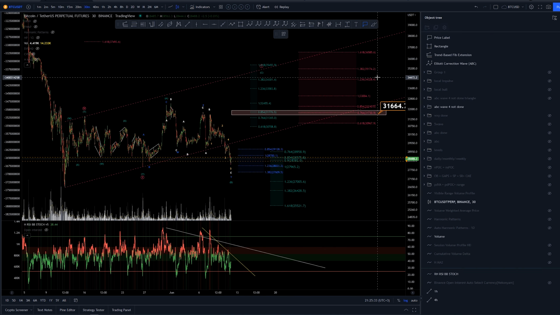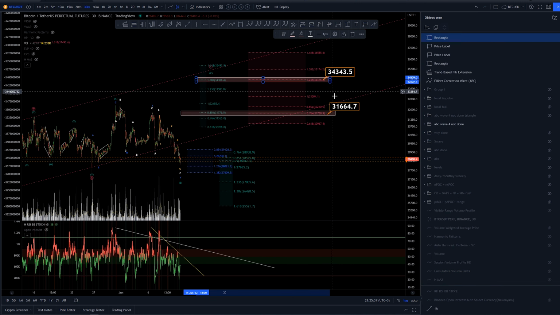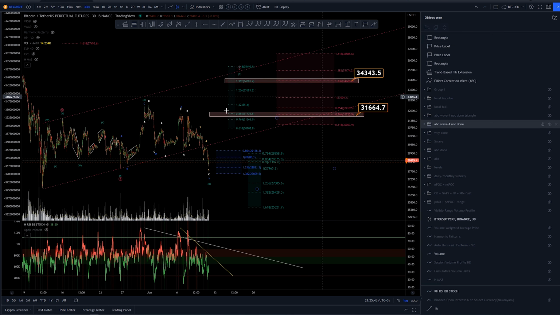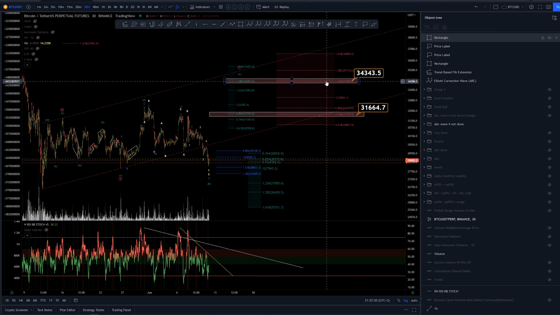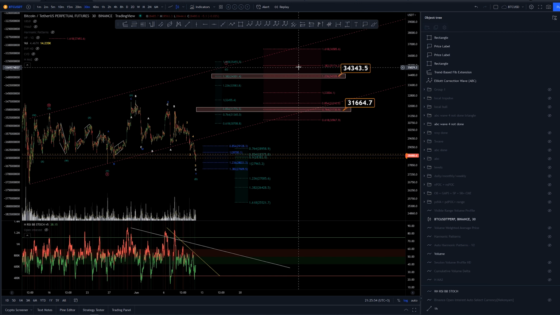The second one that lines up very well is all the way up here. Let me mark that one here, and that one is all the way up here, around the 1.382 extension of the A wave for the C wave, and the 1.236 of the W wave for the wave Y. So those are the two targets that I would be looking for on this one.